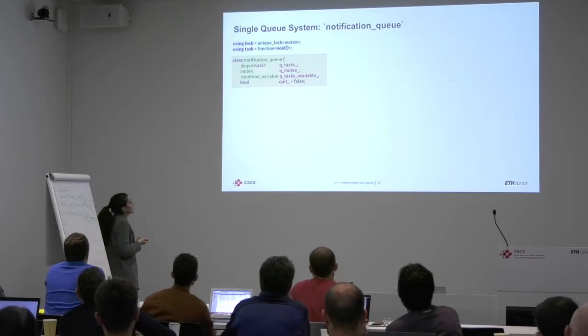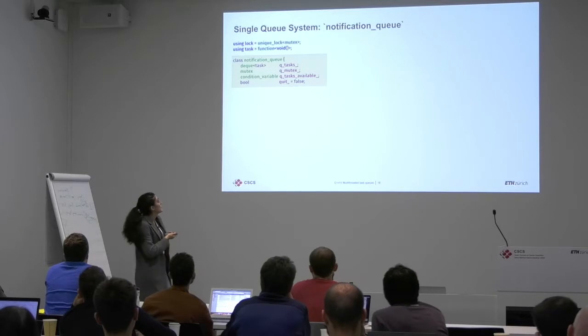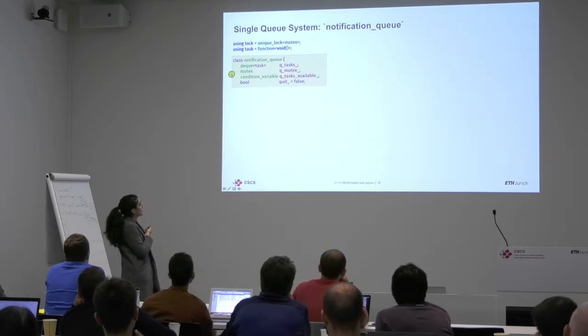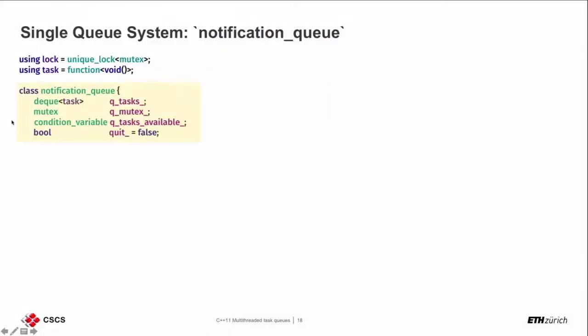Okay. So our notification queue has a deque of tasks. Deque is a double-ended queue. And this will be basically the thing that holds all of our tasks. It has a mutex because we need to control access to our shared variable, which is the deque. And it has a condition variable like we saw before. And we have a Boolean quit that tells us whether we are still trying to execute tasks from the queue or whether we've finished execution.